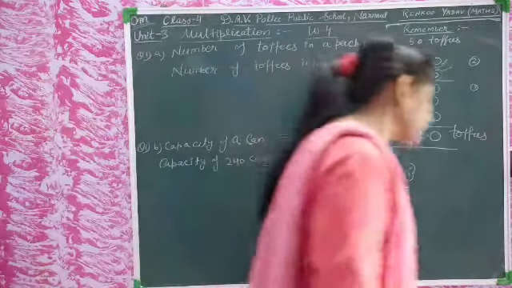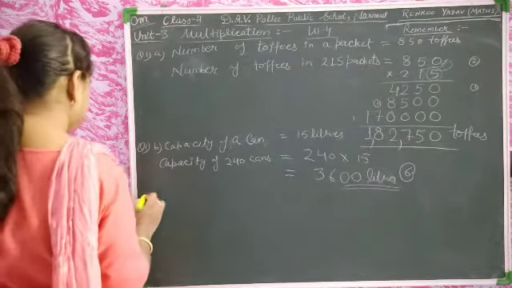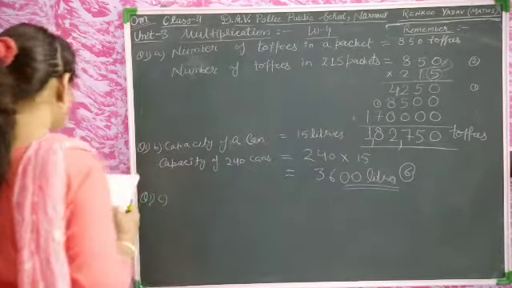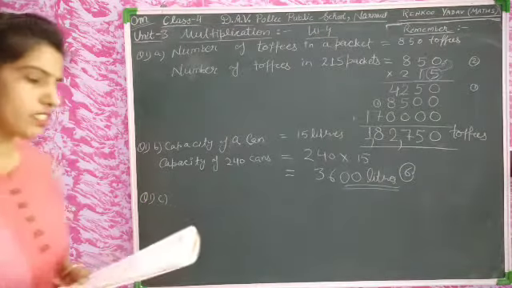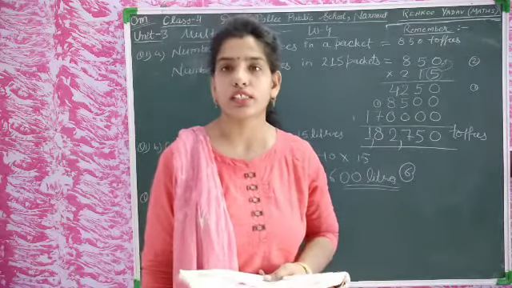The next question is part C here. There are 238 beads in a necklace. Question 1, part C. There are 238 beads in a necklace. Find the total number of beads in 167 such necklaces.